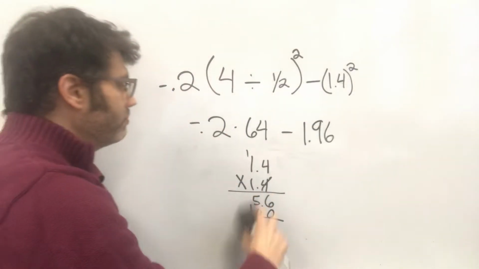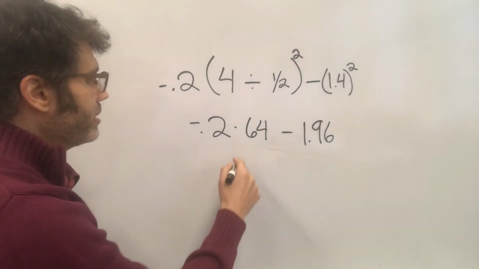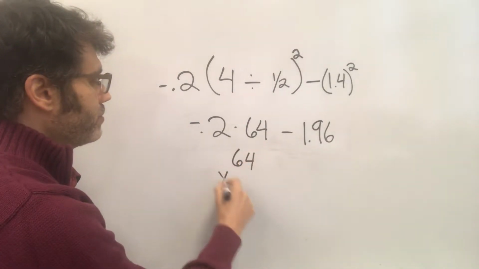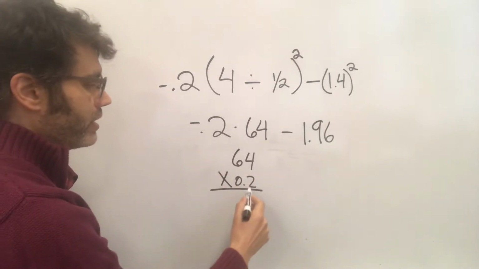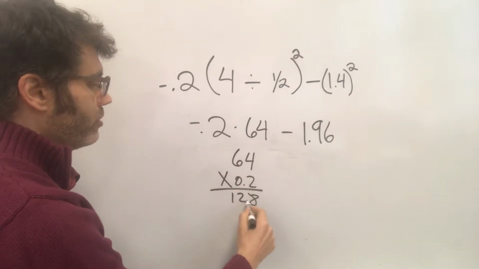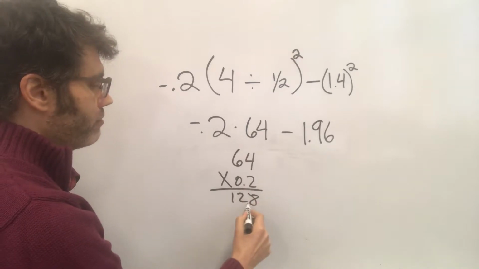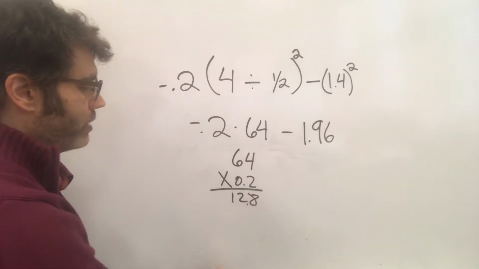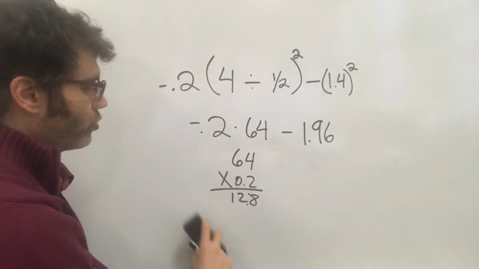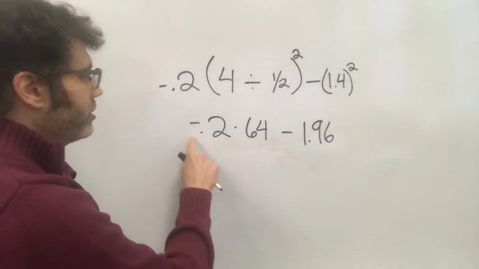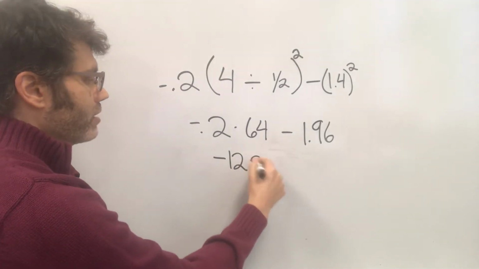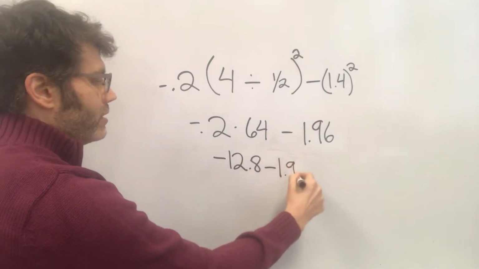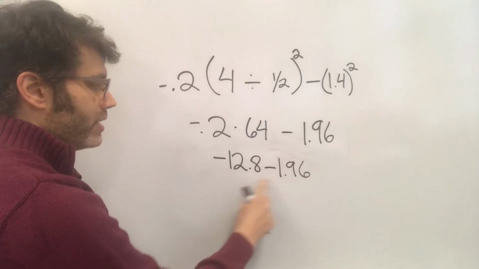Let's do the multiplication. So this is 64 times 0.2, or negative, but we'll put the negative on at the end. So that's 8, 12, and then there's 1 decimal place. So 12.8, and again, this turns into a negative because of that negative, negative 12.8 minus 1.96. Okay, so now we're left with this at the end.